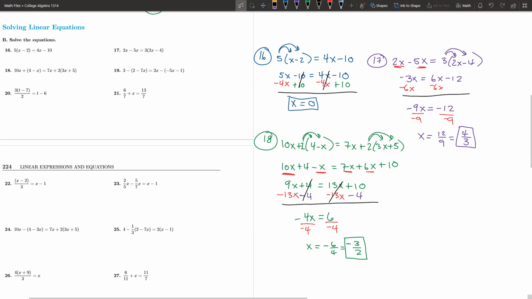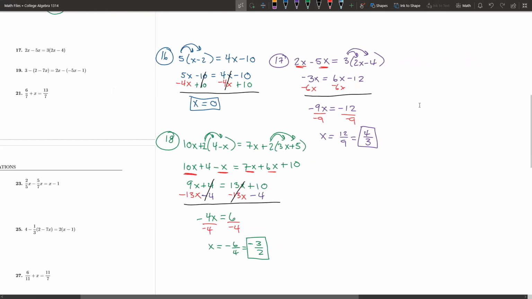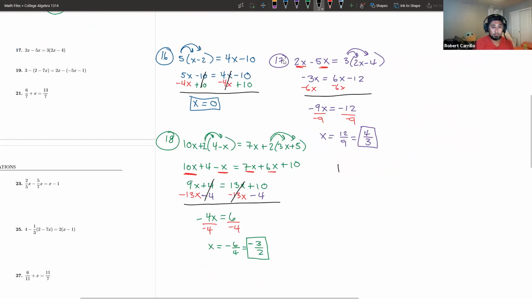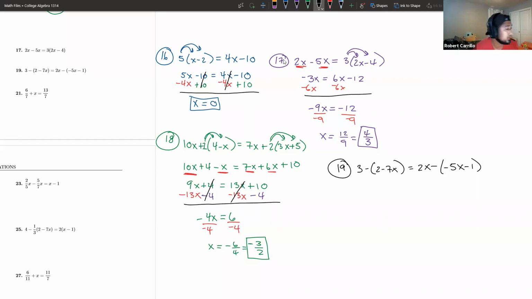All right, 19. I can move over. Okay, 19. We have 3 minus 2 minus 7x equal to 2x minus negative 5x minus 1. All right, just like the others, we are solving for x.